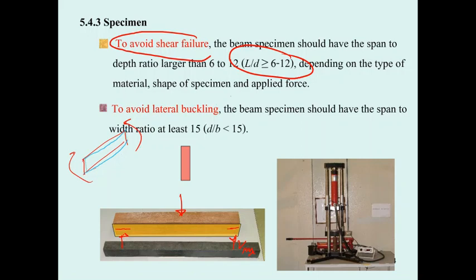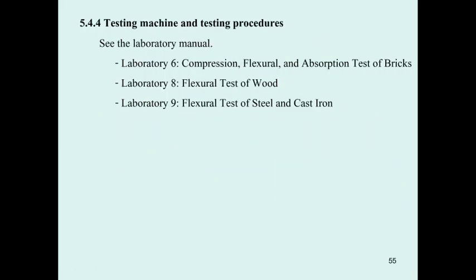Okay, to prevent it, you're going to have the ratio of D over B larger than 15. So that means your specimen is supposed to be thick enough. Okay. For the testing machine and testing procedure, we have 3 types of fractional tests in our study.